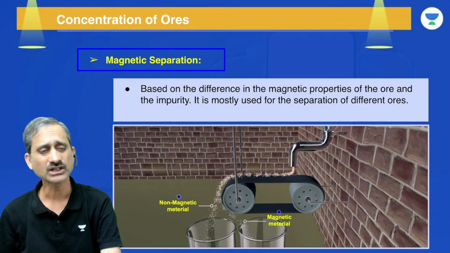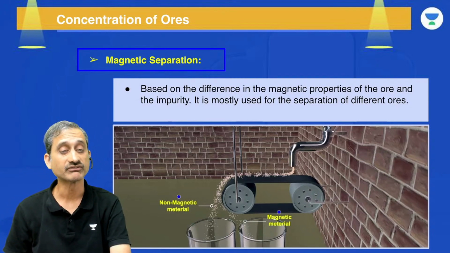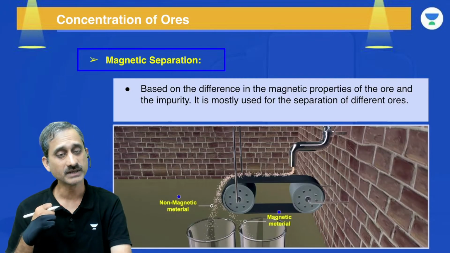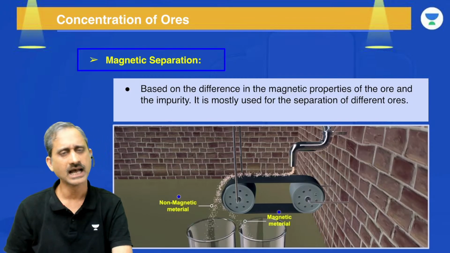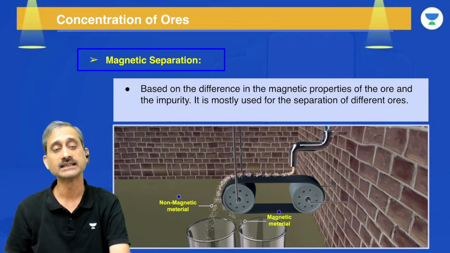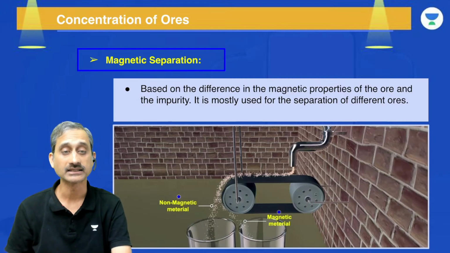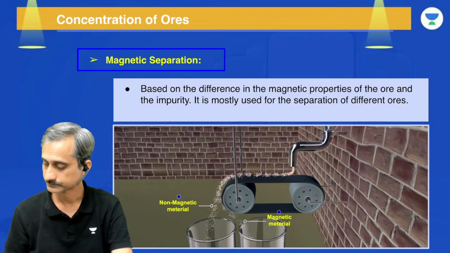Now, these are not actually used to separate the impurities. These are mainly used to separate the different ores. The same source could be having two different ores. Maybe there is iron ore also present in it, and maybe there is the ore of lead also present in it. Then in that case, the lead and iron can be easily separated using magnetic separation. Clear?